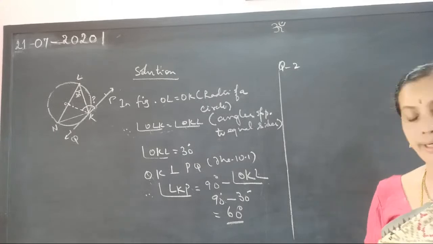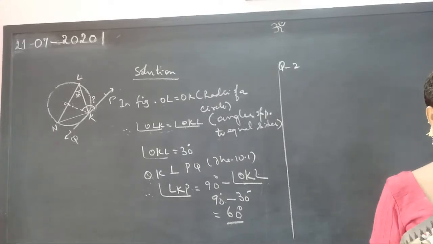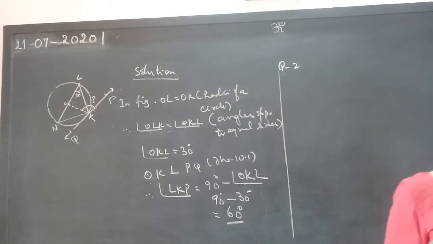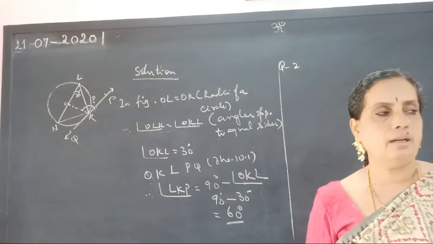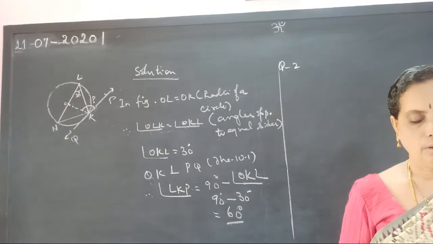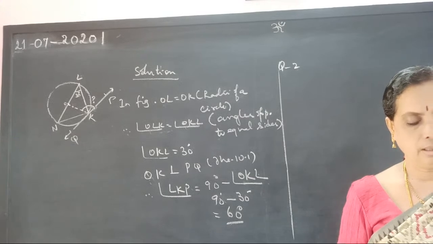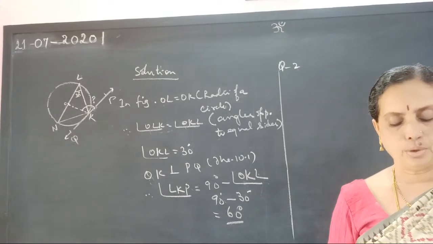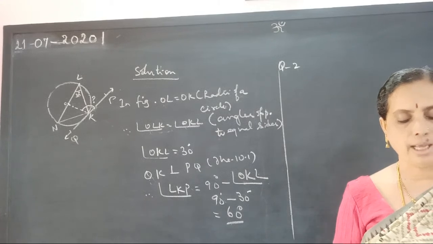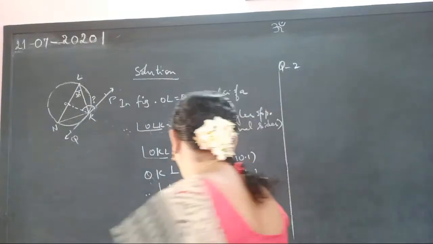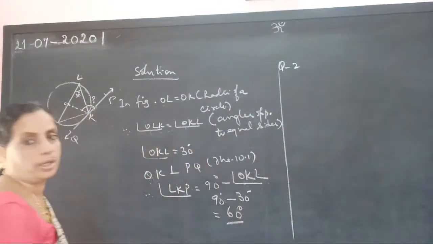Very important question. It is from the textbook part. It is in the textbook example question. In the figure, two tangents TP and TQ are drawn to a circle with center O from an external point T. Prove that angle PTQ equals 2 times angle OPQ. Most repeated question, very important question.